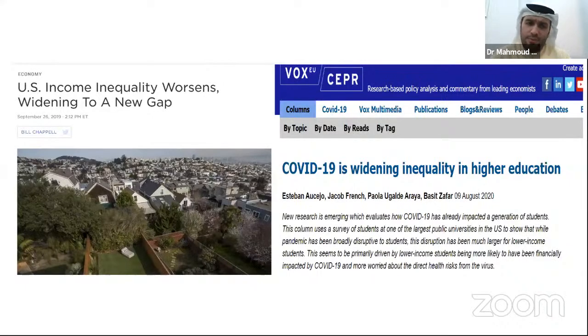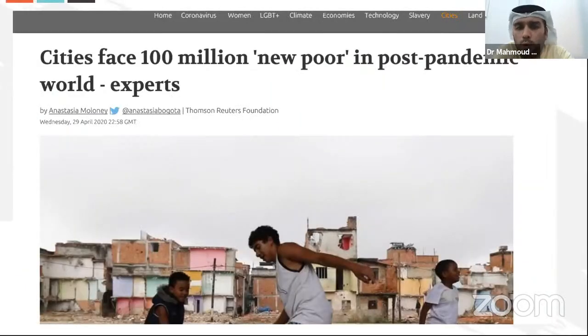Cities will have 100 million in new poor post COVID-19. And the reason I wanted to bring up COVID-19 is because, although it's a threat, it's an opportunity to accelerate the adoption of sustainability, to accelerate the partnerships, SDG number 17, public-private partnership. We have a lot of challenges that require us to take action.